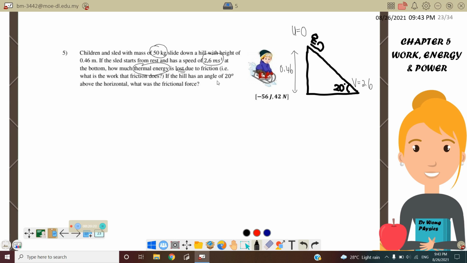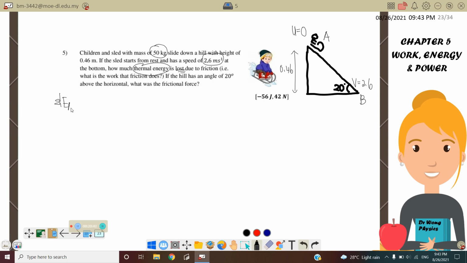If the heel has the angle of 20 degrees above the horizontal, what was the frictional force? Here we need to find two things. The first one is the work done by the friction. The second one is the frictional force. So again, I label it as point A and point B.